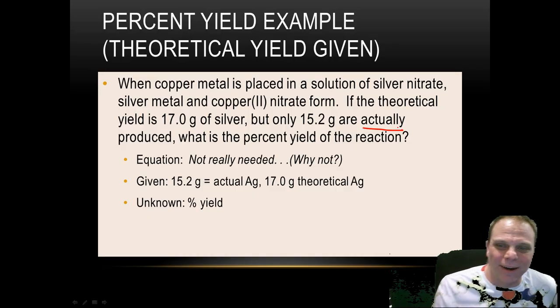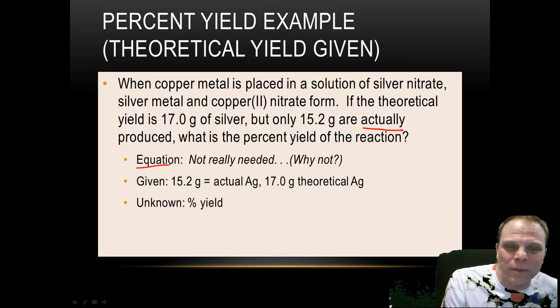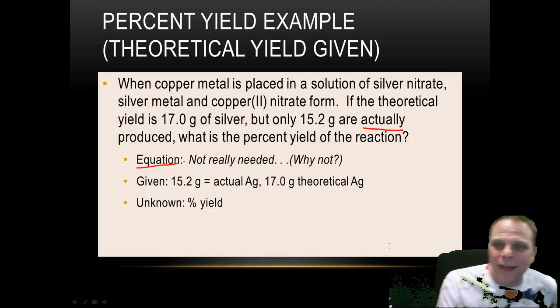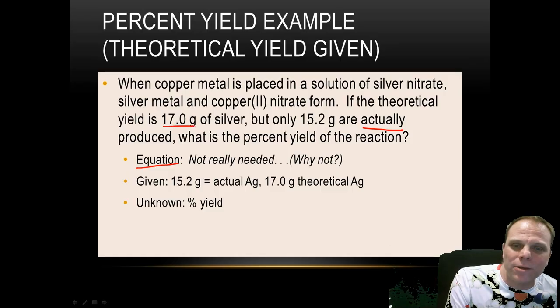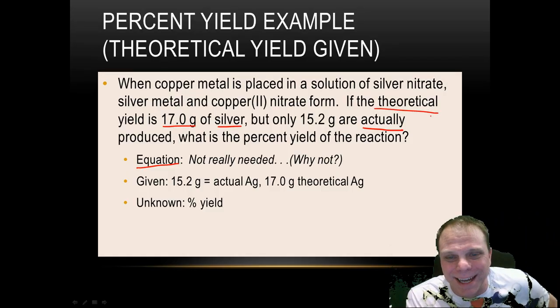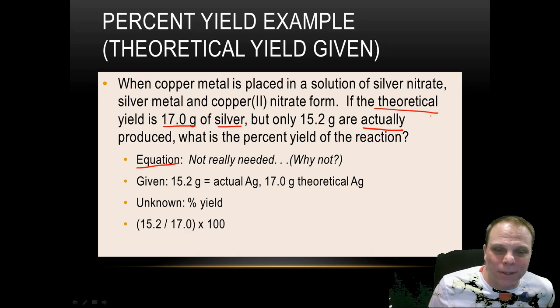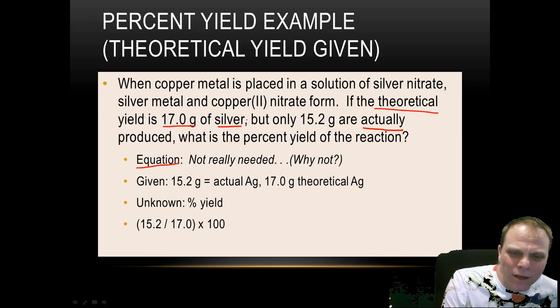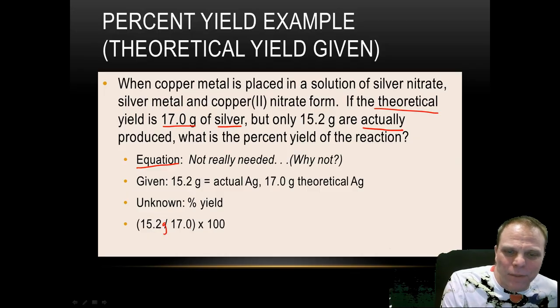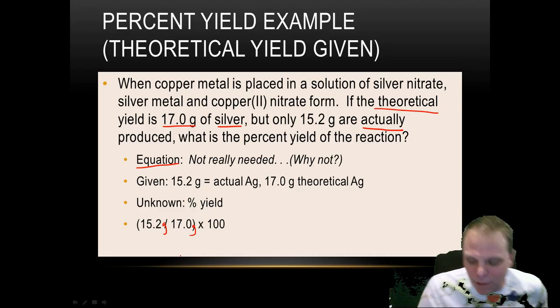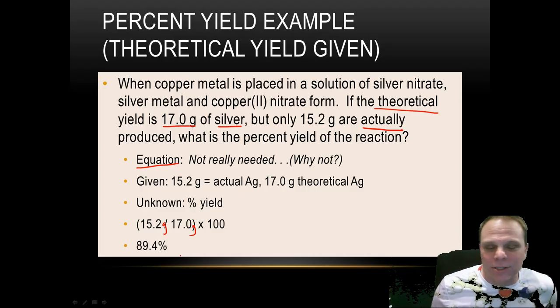What's the percent yield? All right, so do I need an equation? Do I need to go through the whole figure out the theoretical yield stuff? No. They gave me the theoretical yield, right? Thank you for giving me the theoretical yield. So that part is done, and we don't have to do the whole equation stuff. All we have to do is use our little formula, and this is so easy. We could be good and show our units here. 15.2 grams divided by 17.0 grams, multiply by 100, and your final answer is 89.4%.